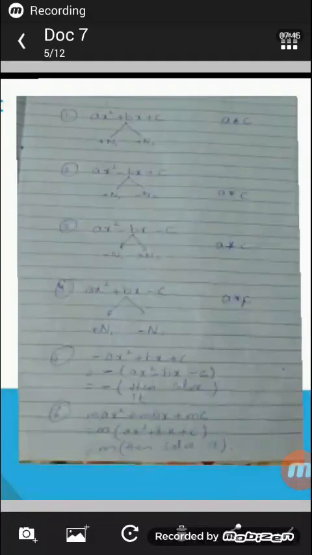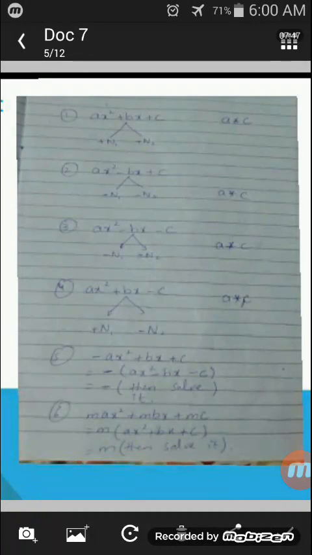Another case is case 6, max square plus mbx plus mc. First you take m common from all the terms of the expression, then it remains ax square plus bx plus c. M remains outside the bracket, then solve it by previous method.